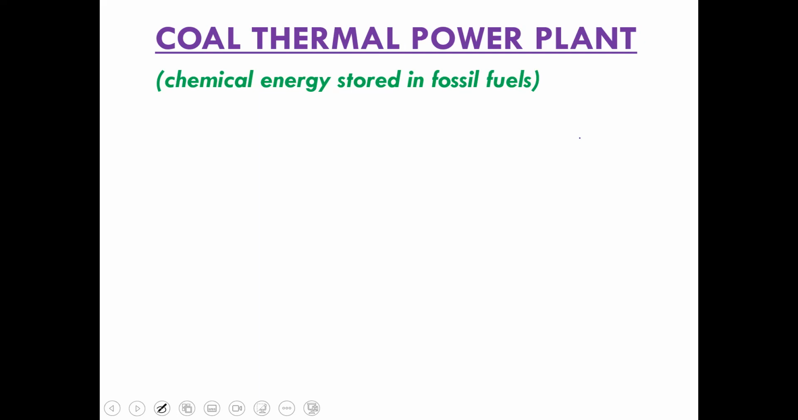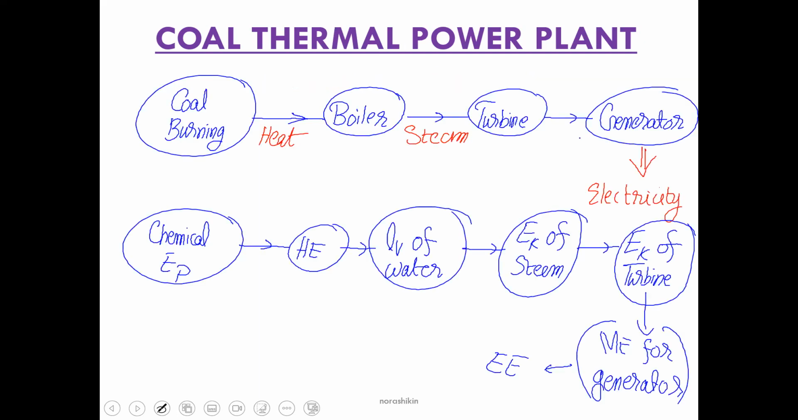Now, how does it do that? We burn coal, and burning the coal will produce heat. We provide heat to the boiler. Boiler means which boils water. So the boiler produces steam. We put steam to the turbine. The turbine rotates and it powers the generator. Generator produces electricity. Chemical potential energy converts to heat energy. Then it converts to latent heat of vaporization of water, kinetic energy of steam, kinetic energy of turbine, and then electrical energy. So remember that these are called energy conversions. You have to copy this.